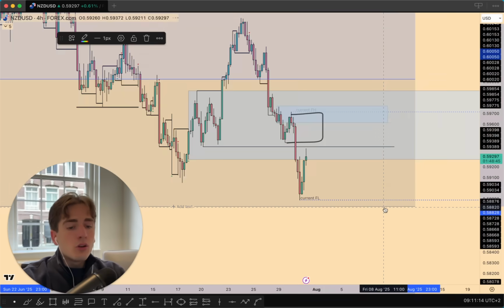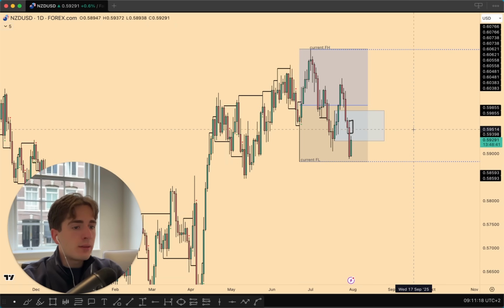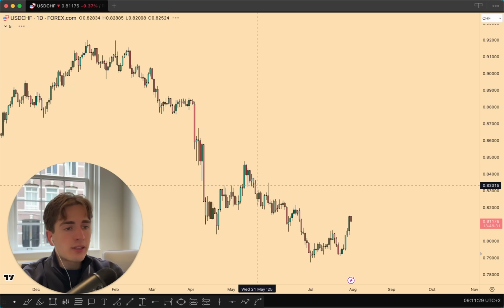So looking at those further shorts, despite the daily fractal being bullish, I am looking for a deeper sell-off on NU back down to around 0.58472. Going into dollar Swiss, dollar yen, and gold.